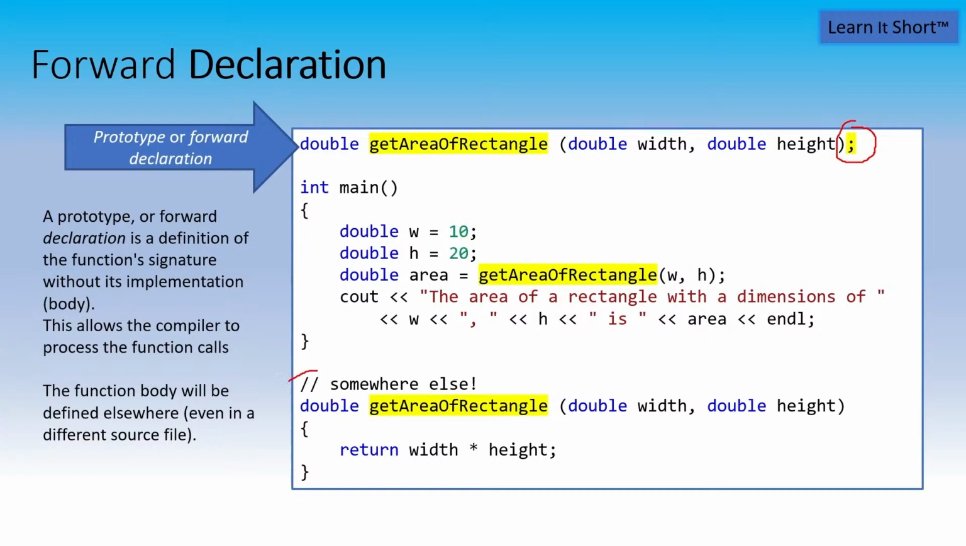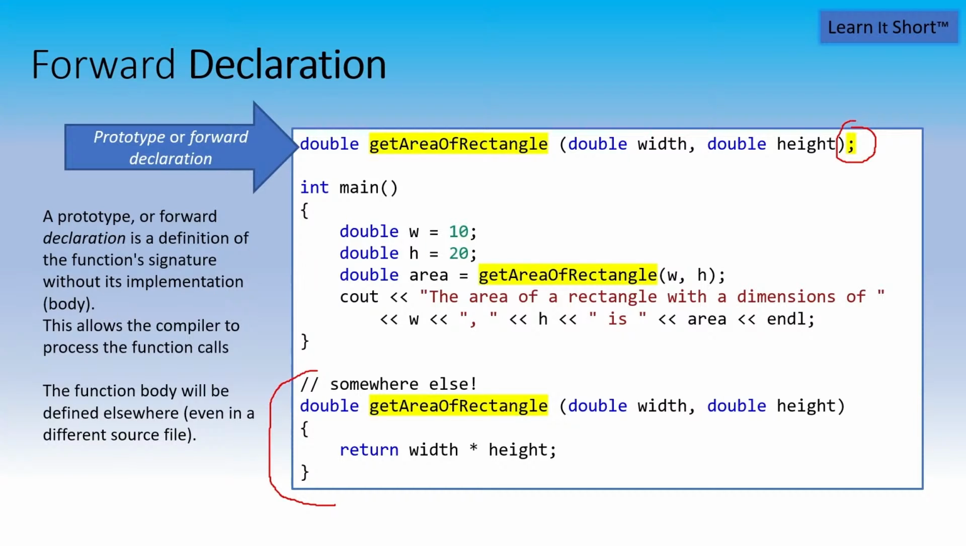What must appear somewhere else in our source code, and it doesn't have to be the same file, but somewhere else in our project, would be the actual implementation of the function. And the function where we implement it, where we have the body, the curly braces, needs to match the forward declaration. So oftentimes we copy and paste.